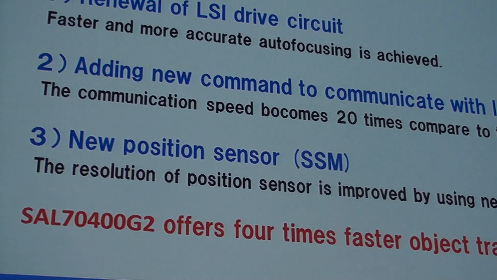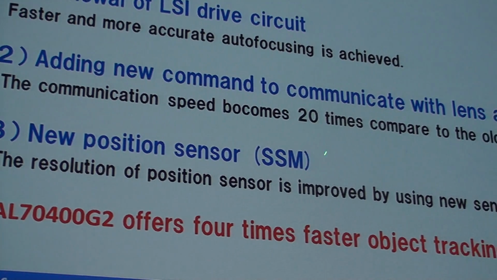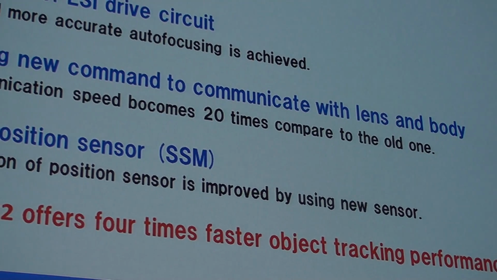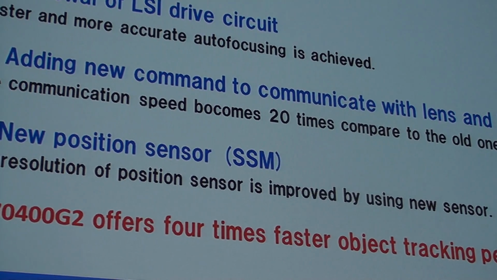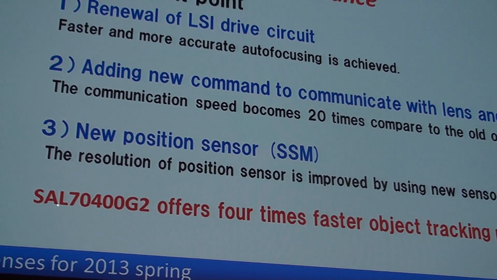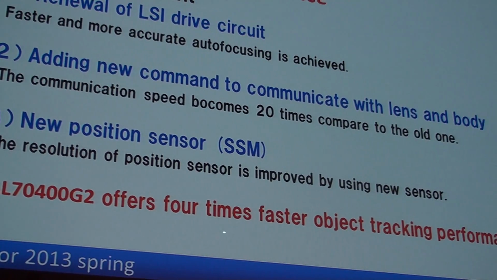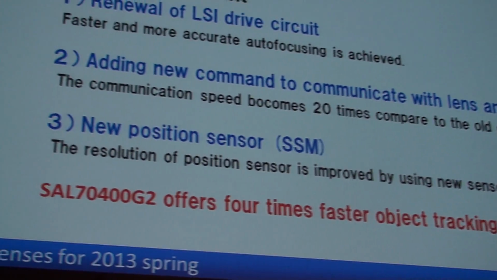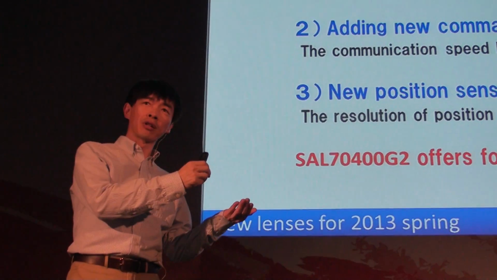Finally, the new position sensor in SSN. So the resolution of the position sensor is improved by using the new sensor. So finally, the new lens offers 4 times faster object tracking performance. So you can easily focus on the object quickly.